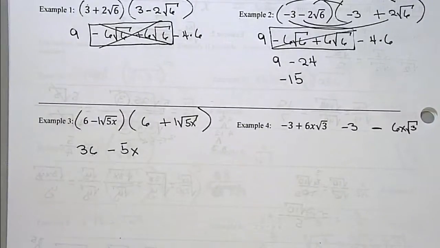Do you understand? It's a shortcut for conjugates. If you have conjugates, then you can shortcut it. That's the only time you get to shortcut that, okay?